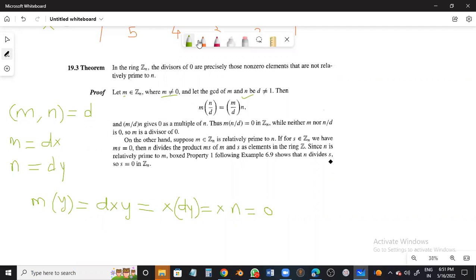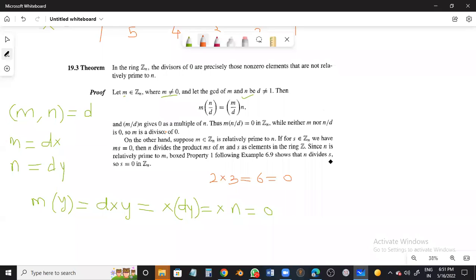As in case of this 2 3s, if I take, I got 6. But 6 I replace as what? 0. Thus you got this M into Y to be multiple of N. So you can replace it as 0. So what you have shown? M is a divisor of 0. Same way.